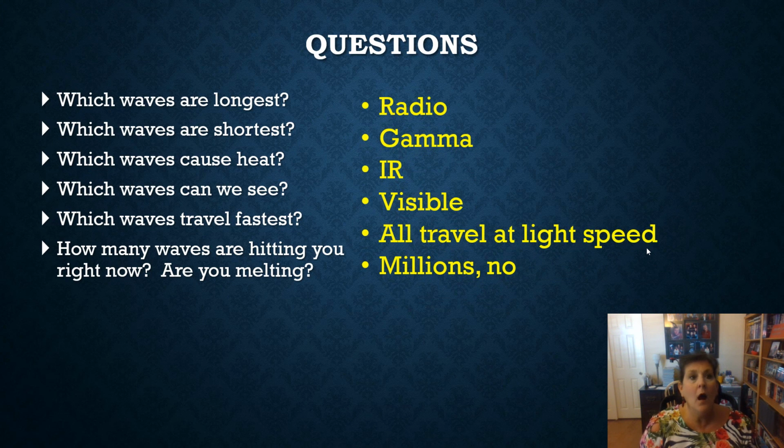All right, longest waves, radio. Shortest waves, gamma. Heat, infrared. Visible. Travel fastest, all light travels at light speed. How many waves are hitting you? Thousands, millions. Are you melting? No, you're okay.